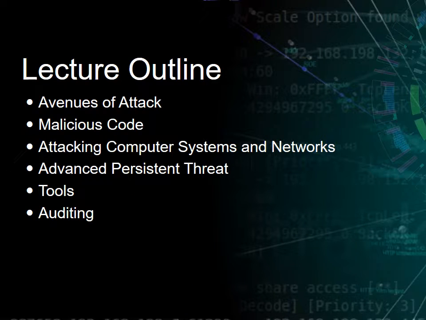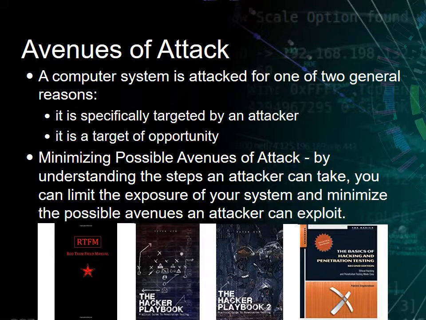So in this video, we'll go over avenues of attack, malicious code, attacking computer systems and networks, advanced persistent threat, tools, and auditing. So, avenues of attack. A computer system is attacked for one of two general reasons. One, it is specifically targeted by an attacker because it has something that they want or need it to do. Or two, it is a target of opportunity. It's a system that's available for them to take advantage of. It may not have been specifically sought out by them, but they found it and they're going to use it.